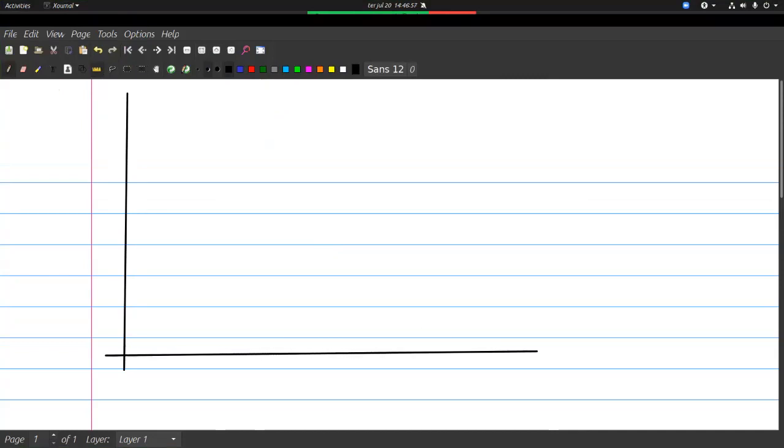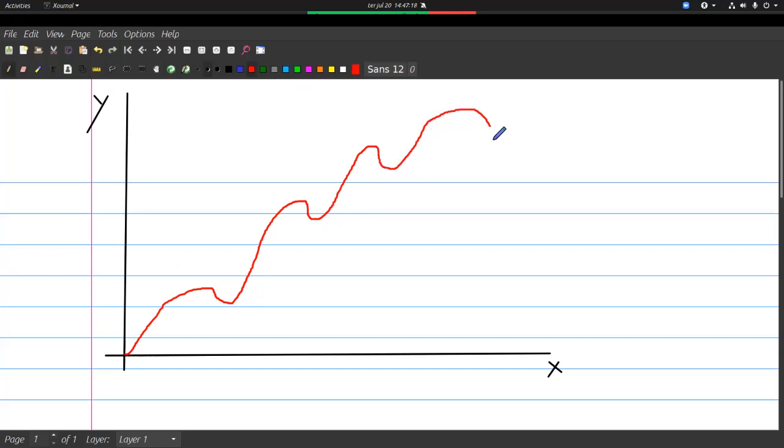So here we have our graph. Let's say it is x here and y over here, or f of x, doesn't matter. And we have our function, that is, I don't know, something like this. And let's say it continues forever. So the integral, let's say from the point A to the point B, is just the area.